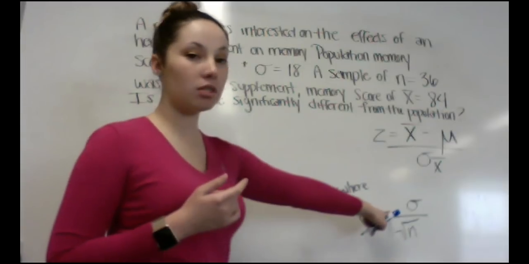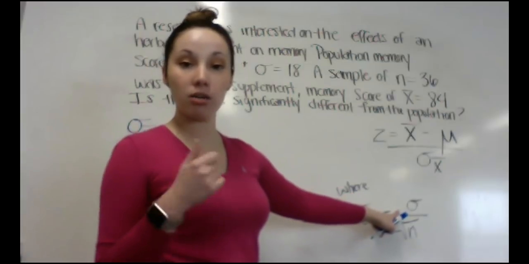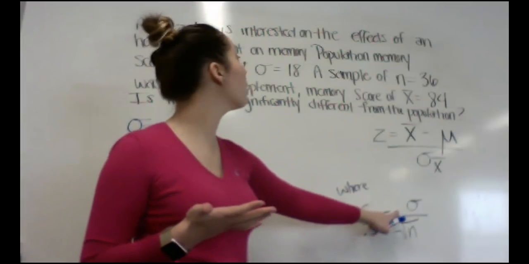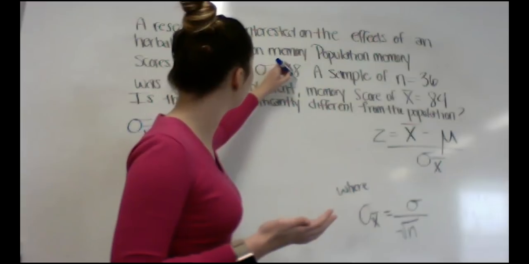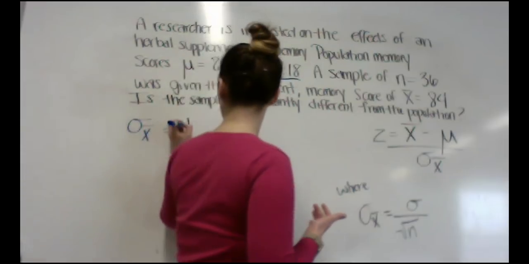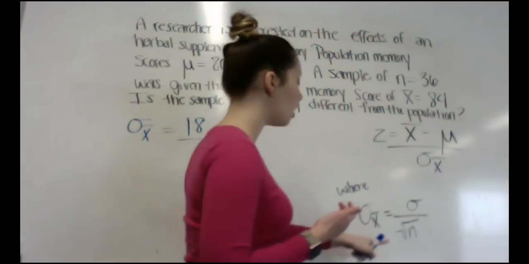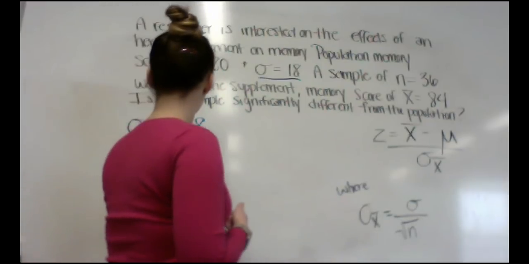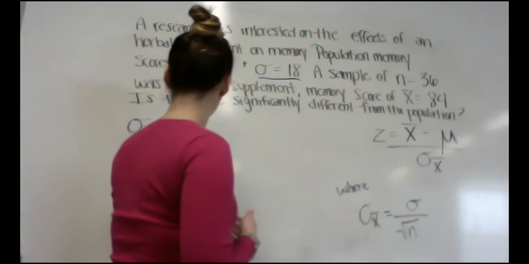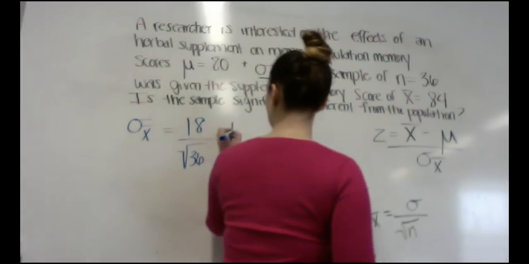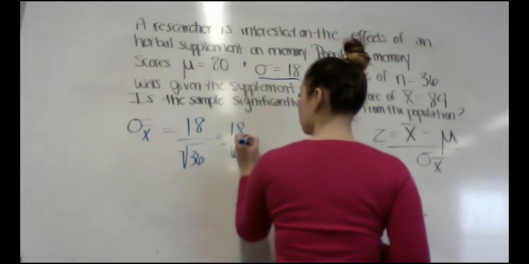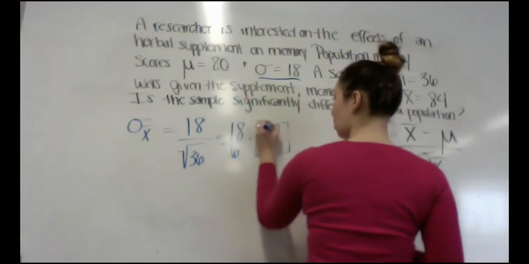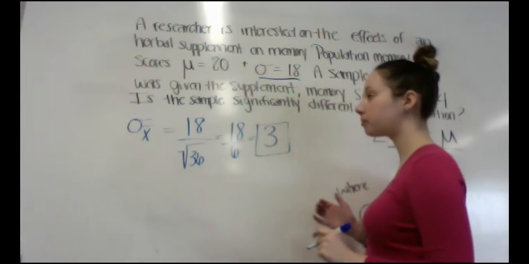In this case, the first thing that we need to do is find our population standard deviation, which was given to us in the problem. That is 18. We put that over the square root of n. And our n is 36. So square root of 36. 18 over 6 gives us 3 for our standard error.